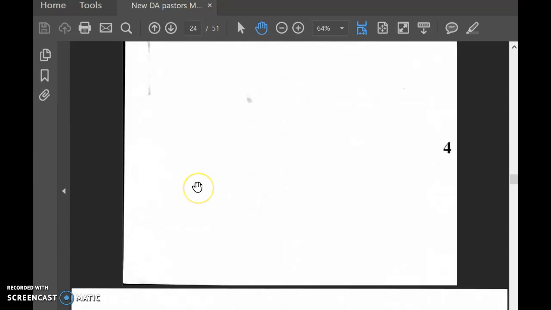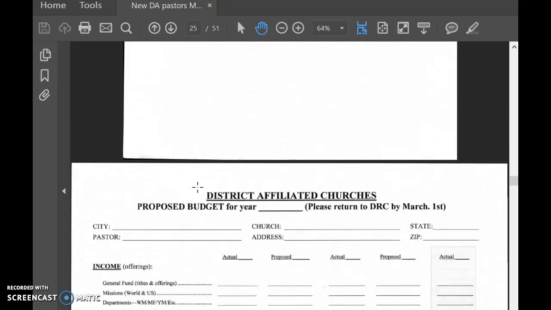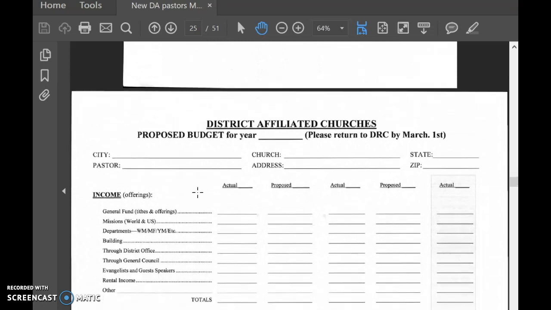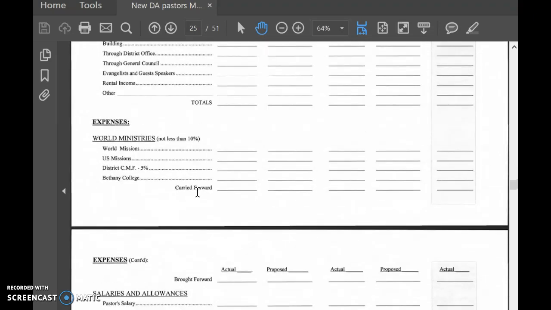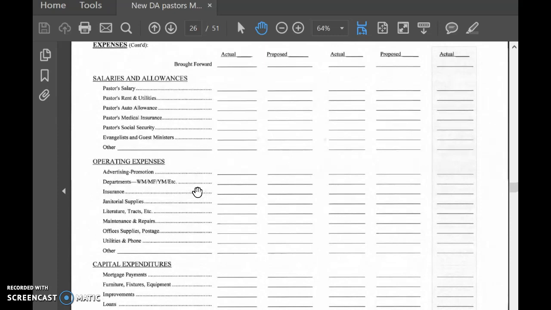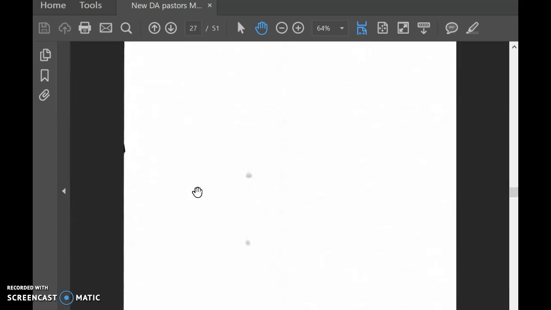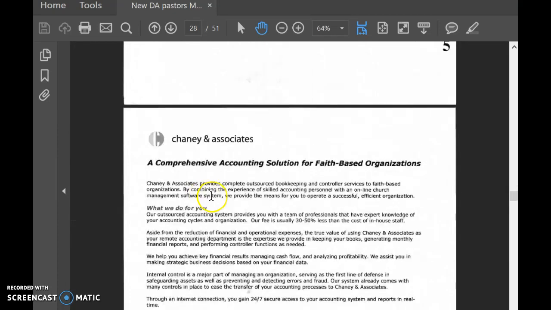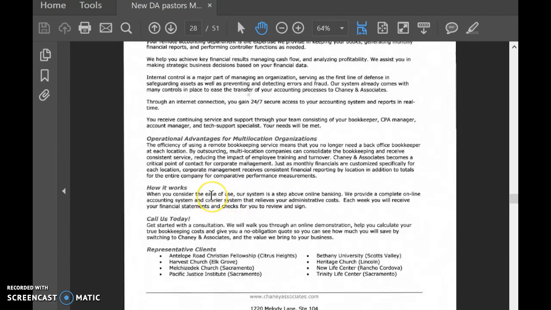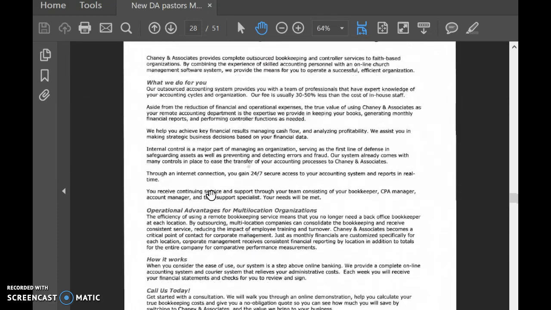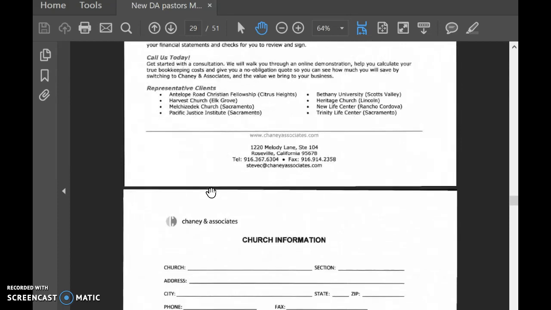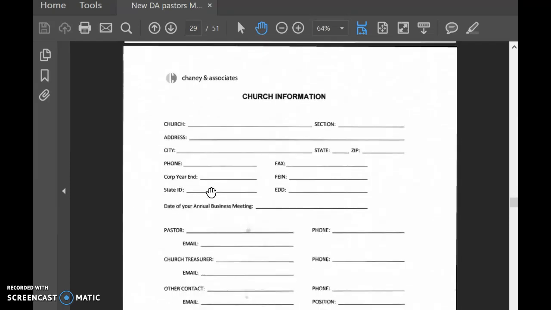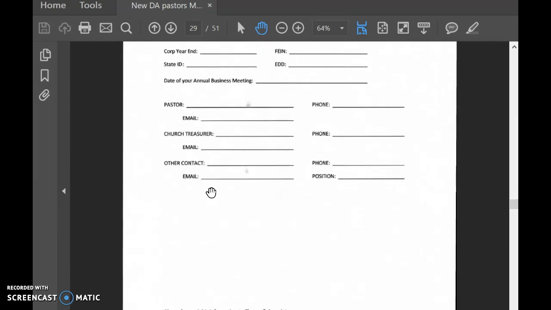I want to make sure I get to housing allowance. This is your proposed budget form. Each year we just ask that each church send in a proposed budget of what they're looking at the following year. Tab 5 is more information in regards to Cheney and Associates, what it is that they will be doing for you and for your church. And there's some information you can fill out and you can send into them directly.